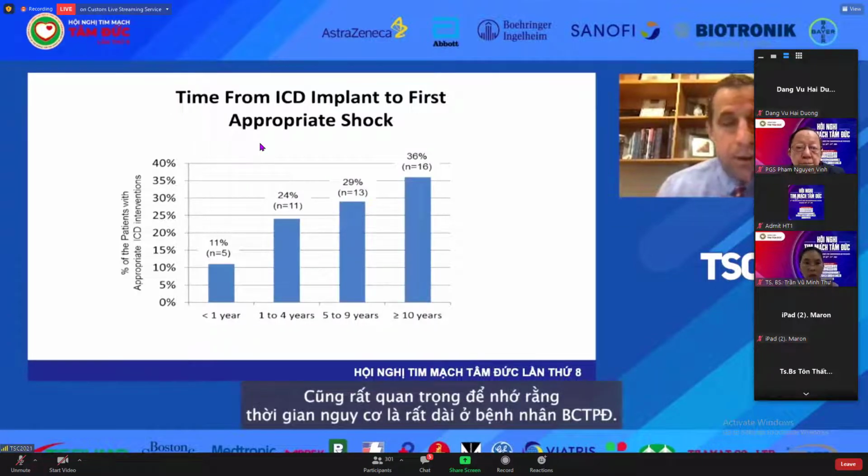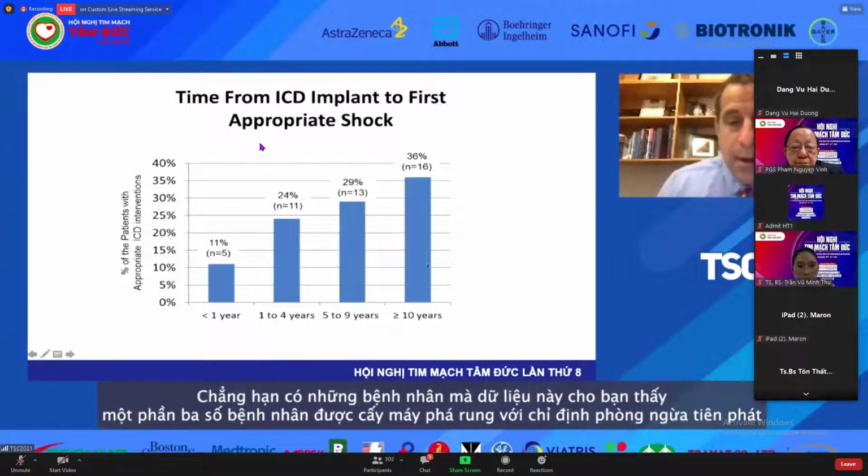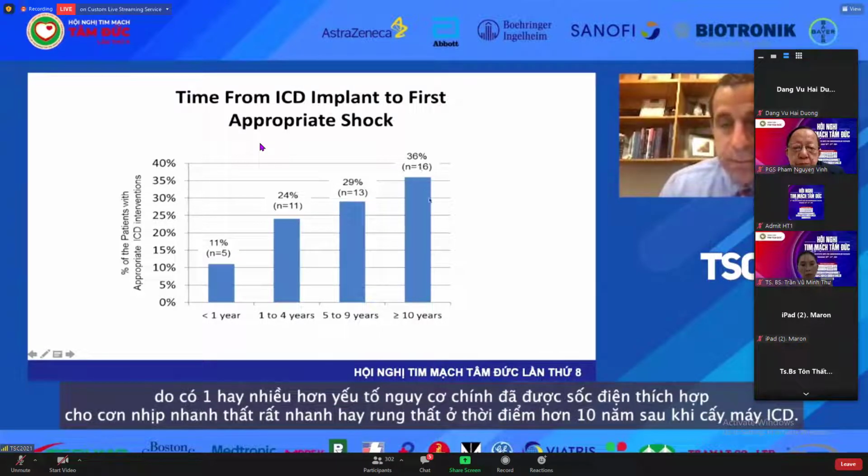It's also important to remember that risk periods are long in HCM. And so there are patients, for example, this is some data showing you that a third of patients implanted with primary prevention device therapy because of one or more of the major risk markers experienced an appropriate therapy for fast VT or VF 10 or more years after device was implanted, 10 or more years.